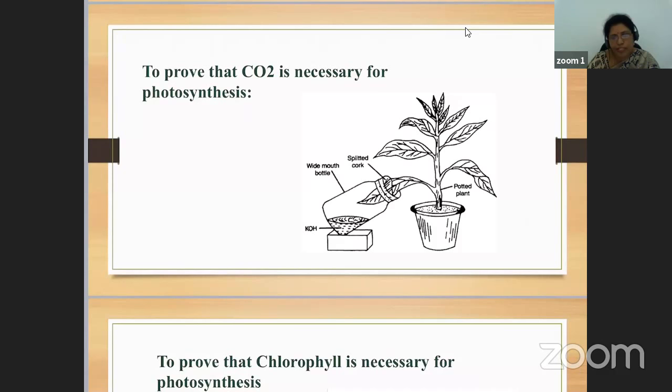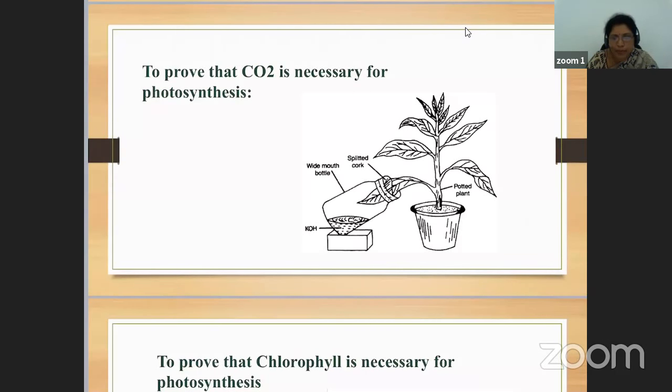How to test for the starch? You already know that the reagent which is used for starch is iodine. But while performing the starch test in photosynthesis activities, we will follow a procedure. First, the half of the leaf which was kept in the bottle is taken and boiled in water. Why do we boil in water? To kill the cells and make the leaf soft.